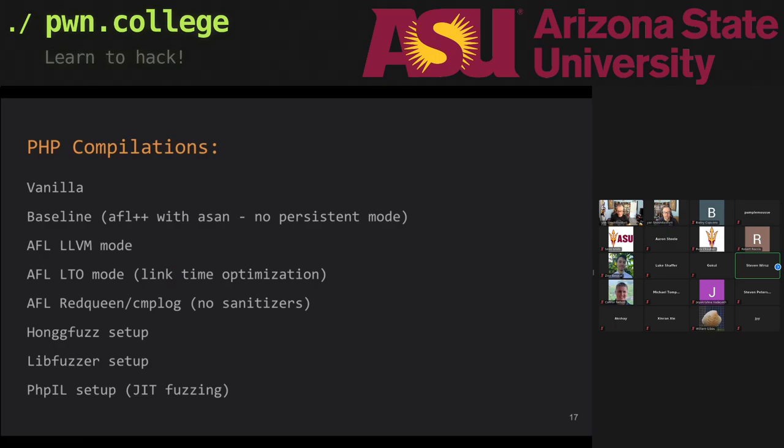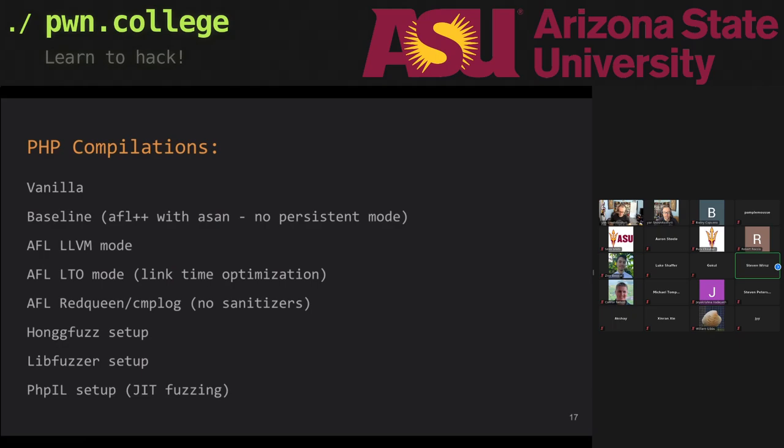And an alternative LLVM and LTO mode that became our primary setup. LTO is link time optimization. Again, this has a cost of slowing down our initial compile time, but we gain up to a 25% increase in fuzzing speed and get rid of the problem of collisions in edge coverage. And as other groups have mentioned, a large number of edge collisions can prevent your fuzzer from discovering new paths and degrades the efficiency of your fuzzing process.